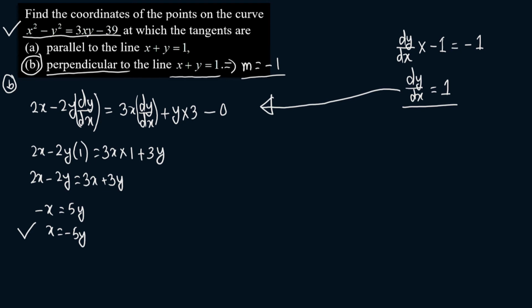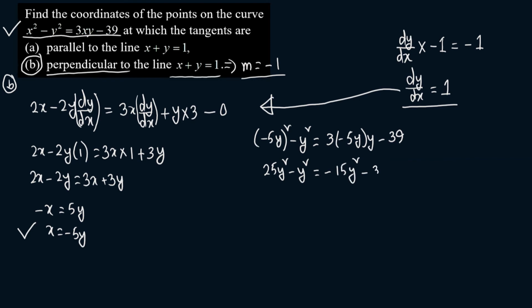So replace this x as minus 5y, we can write it (minus 5y) whole square, then minus y square equals to 3 into minus 5y, then y minus 39. So from here you can write 25y square, then minus y square equals to minus 15y square minus 39. So 24y square plus 15y square equals to minus 39.